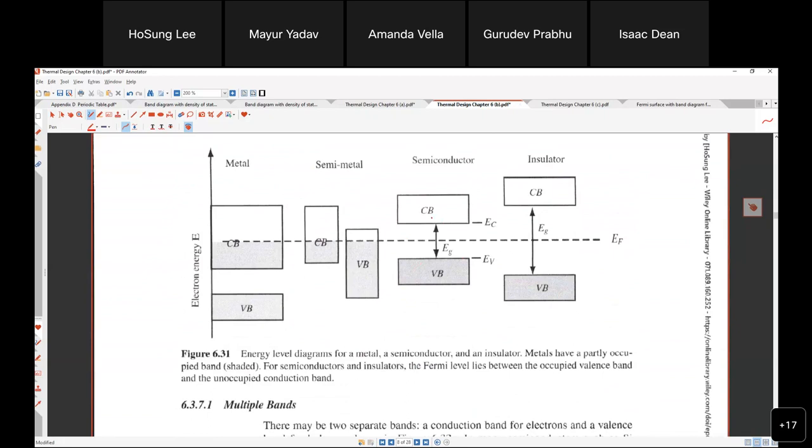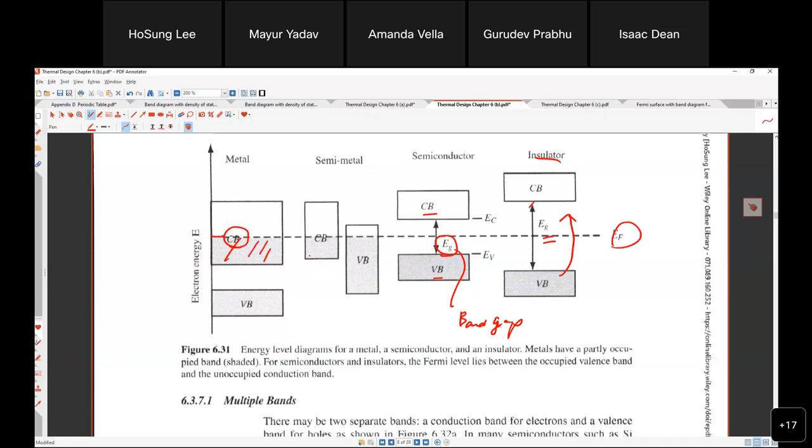In a semiconductor, there is the conduction band and the valence band, and EG is the band gap. An insulator has a gap that is too large, so it is very difficult for electrons. This is the Fermi energy, which I told you is in the middle of the conduction band, so there are many electrons.